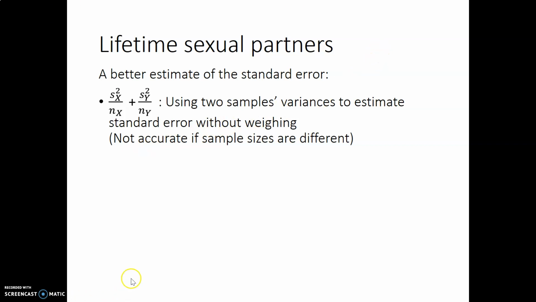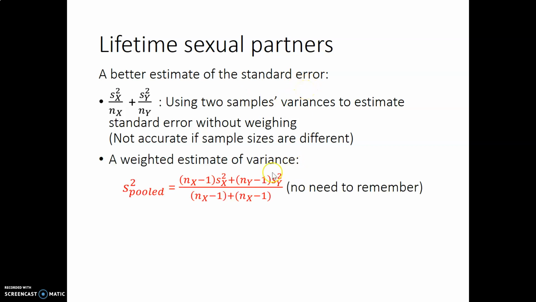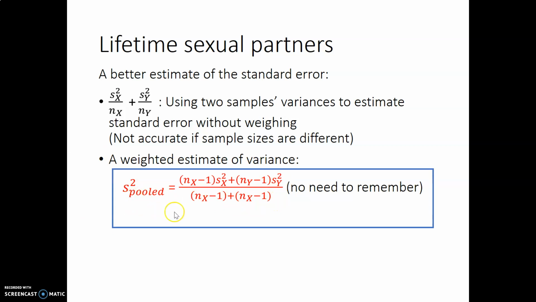So in this slide, I'm going to talk about a better way to estimate the standard error when we have very different sample sizes. Here is the equation for a better estimate of the variance for the sampling distribution of the mean difference. We call it a weighted estimate of the variance, and here is the equation. We call this variance the pooled variance because we are doing some weighting work. We want to take the sample size into consideration.